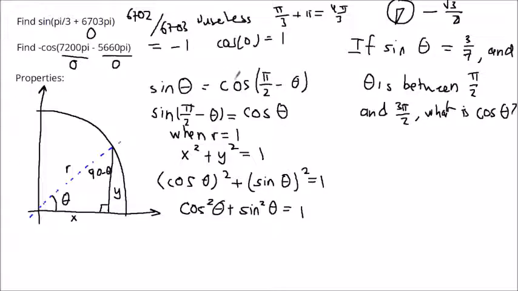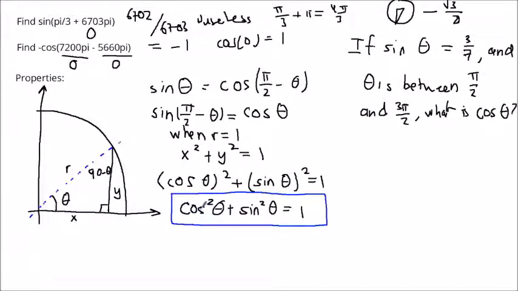So this is some of our properties. I think you already figured some of these out, but this is one of the most important properties right here. Cosine squared theta plus sine squared theta is 1, because x squared plus y squared is r squared. And when r is 1, x squared plus y squared is 1, and we can put our cosine and our sine in to get this identity. It's a Pythagorean identity, right?